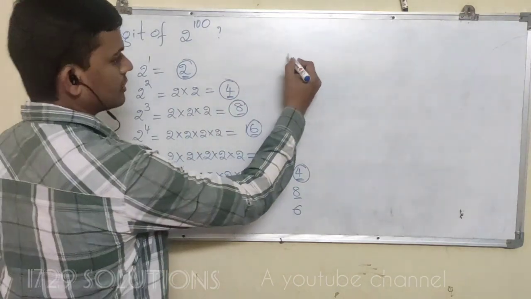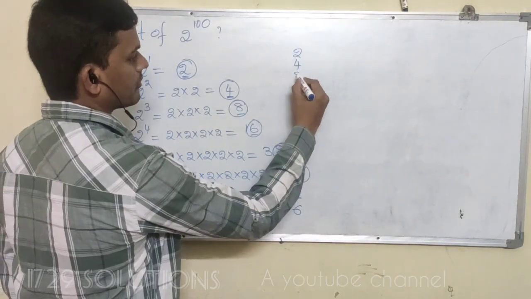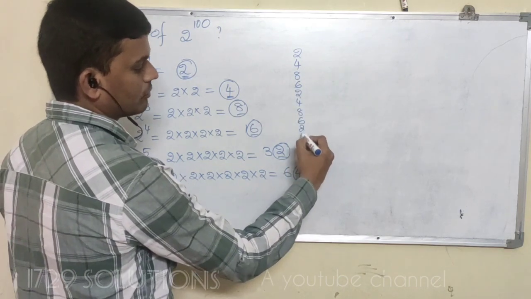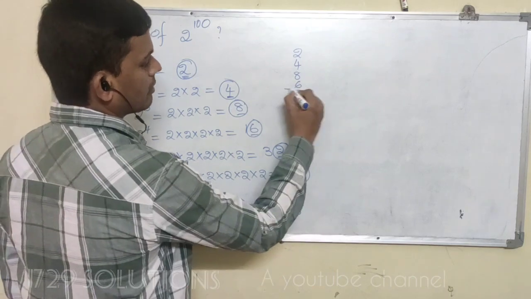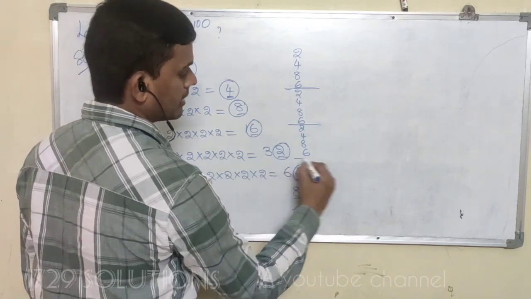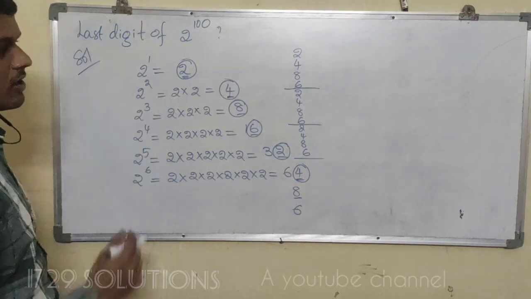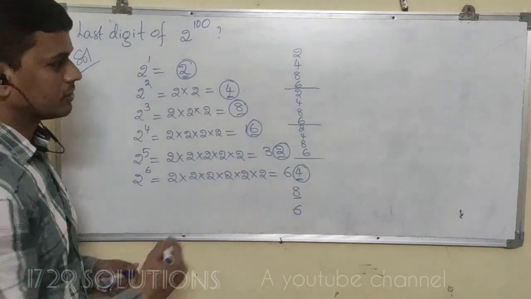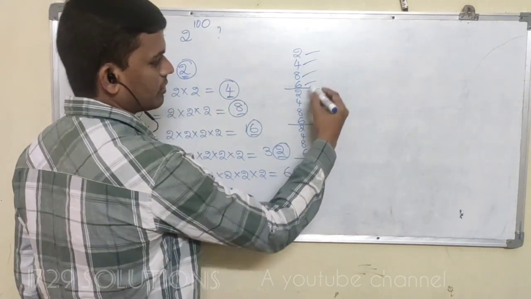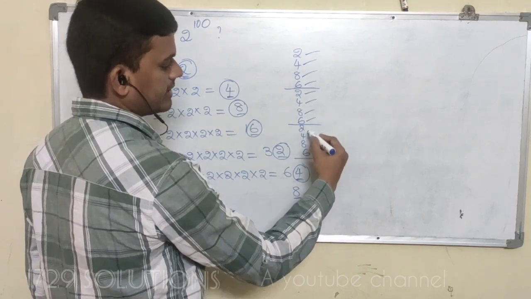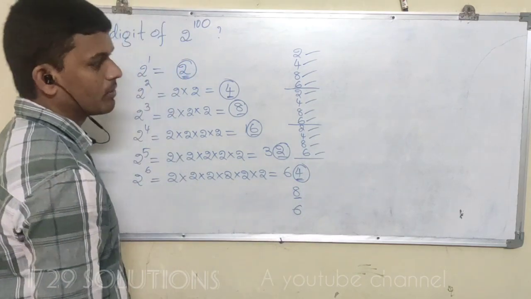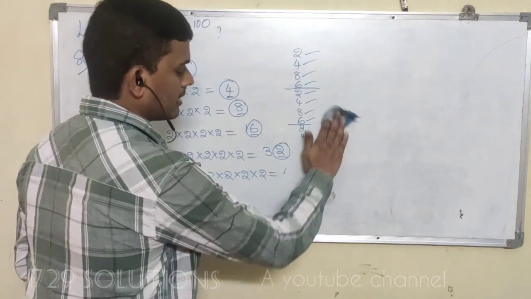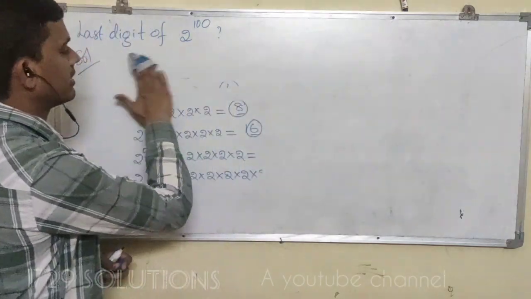What are the 4 digits continuously repeating? 2, 4, 8, 6. Again 2, 4, 8, 6. So 4 digits are continuously repeating in the powers of 2. So there is an order, and we'll find 2 power 100 with the help of this. This is 2 power 1, 2 power 2, 2 power 3, 2 power 4, 2 power 5, 6, 7, 8, 9, 10, 11, 12. For powers of 2, we have one cyclic order, that is 4.